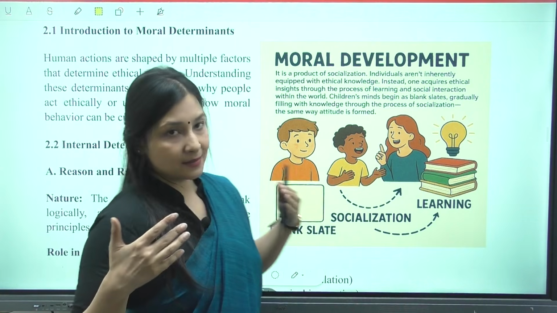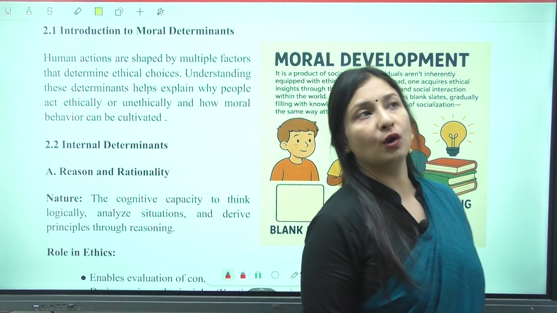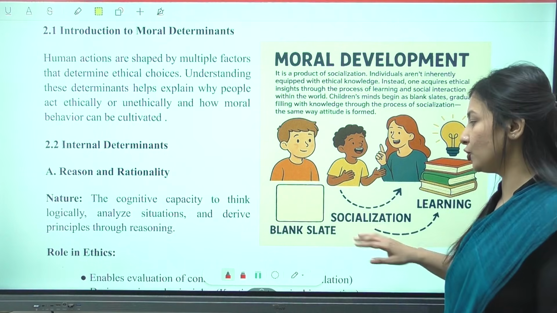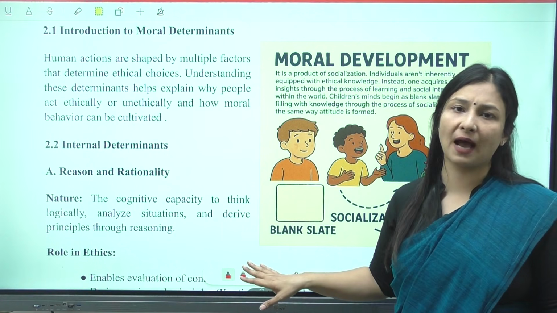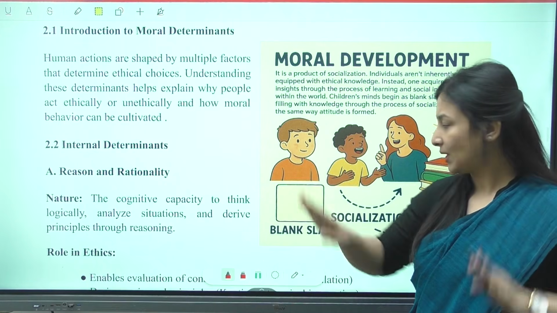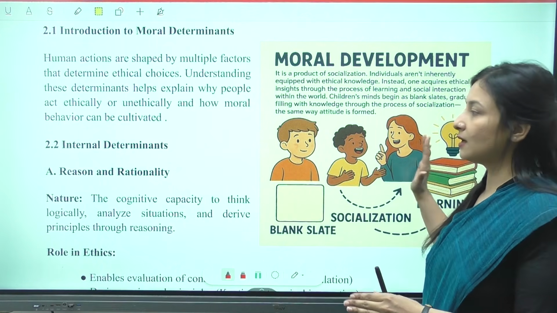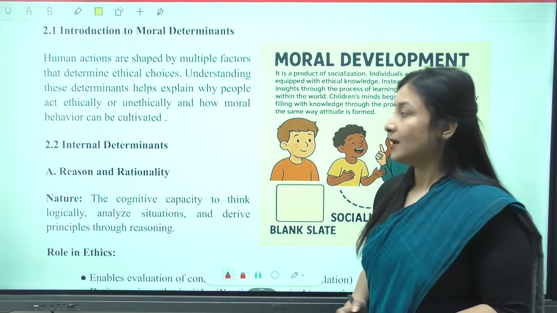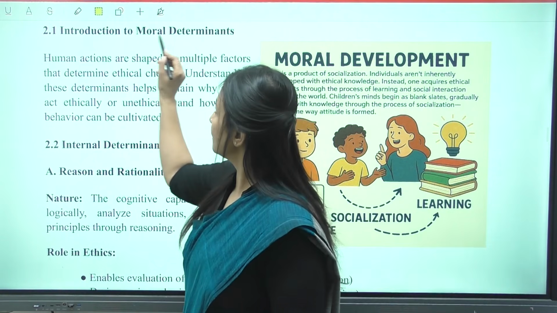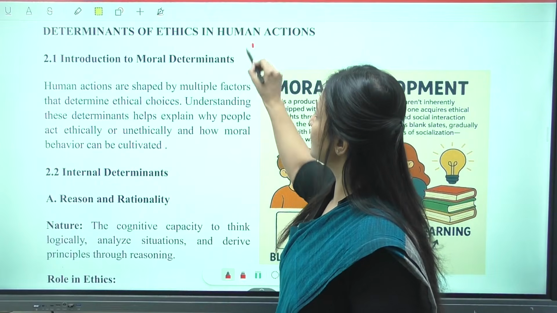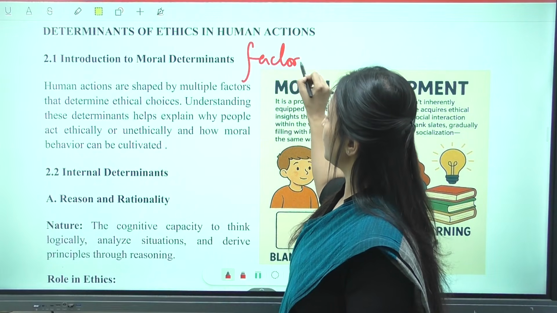First of all, it is said that John Locke has said that the human is always born with a blank slate. Okay, it's a tabula rasa. And what happens with socialization and education? He is learning a lot. Okay. Now, there are certain moral determinants. Okay, these are the factors over here.